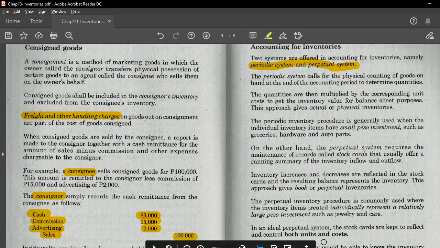Another difference is in perpetual, since nag-update man ta, wala tagagamit og purchases nga account. Purchases account, let me remind you that purchases account is a temporary account. Hindi siya nominal, hindi siya real. Hindi siya part sa asset na naadid sa imuhang financial statement at the end of the year. Gina-close na to na siya sa income statement. So, unsa man ang real account? Dito na siya musulod kang inventory.